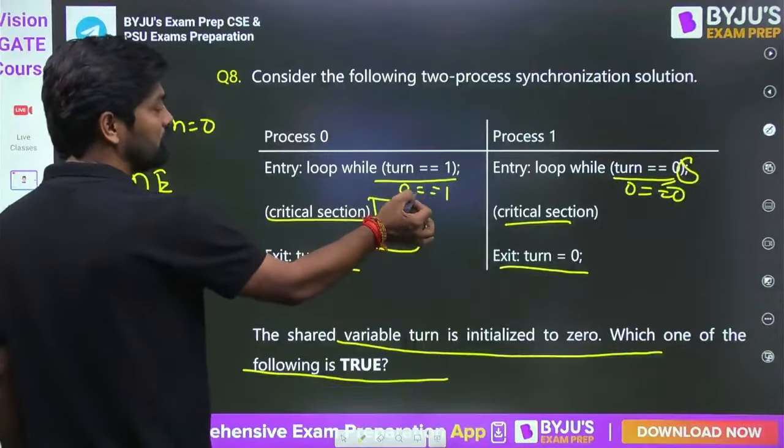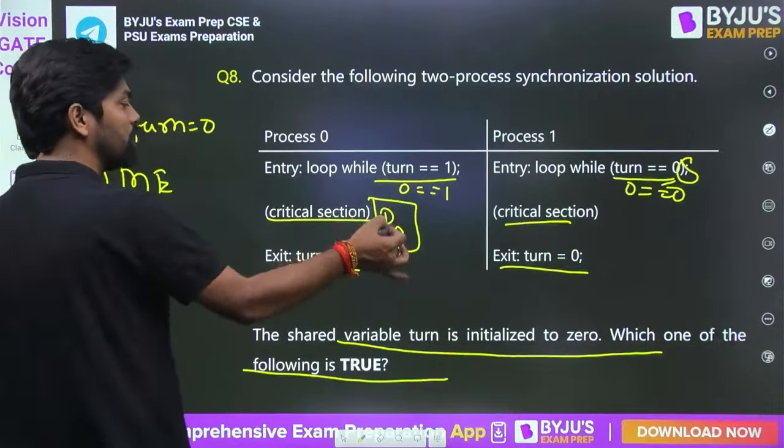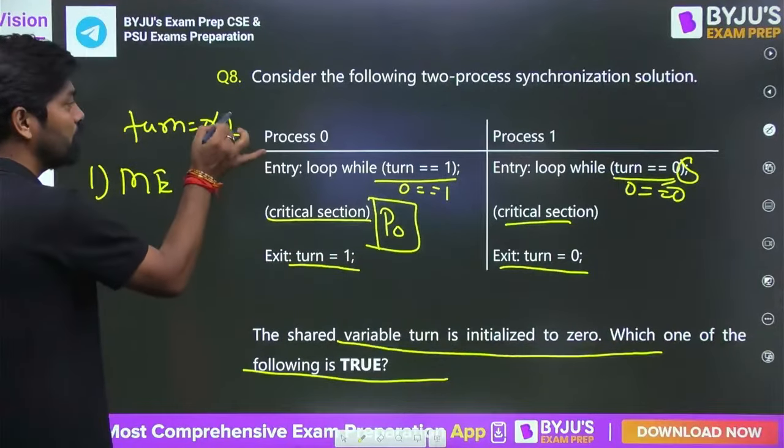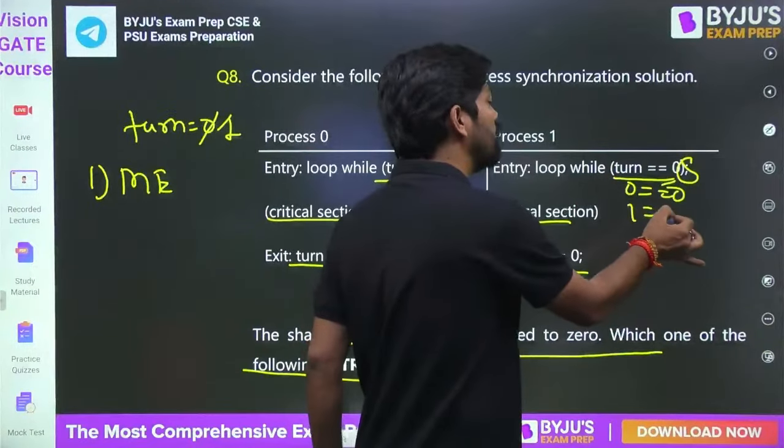0 equal to 1, condition false. P0 is inside the critical section. Then after execution of the critical section, it will make turn equal to 1. Now the turn will become 1. So 1 equal to 0, condition is false.